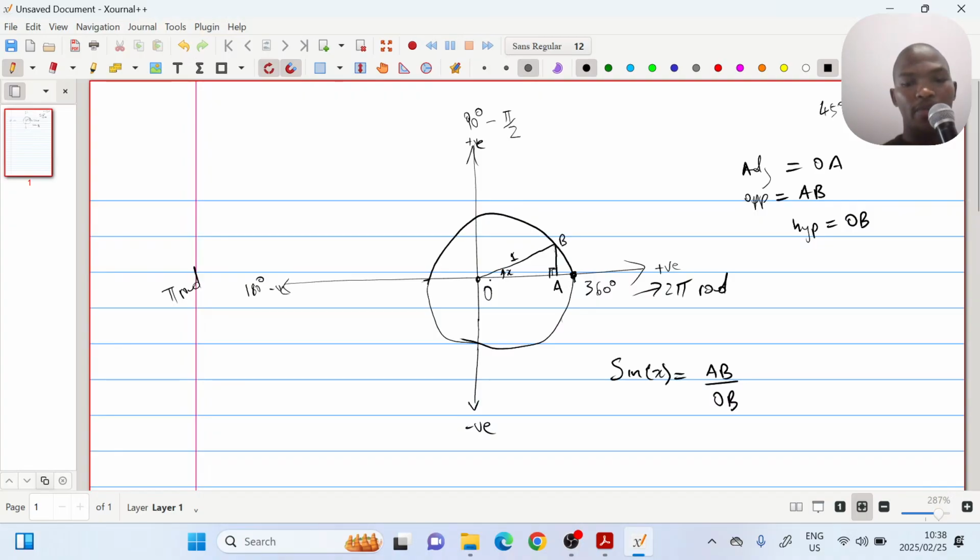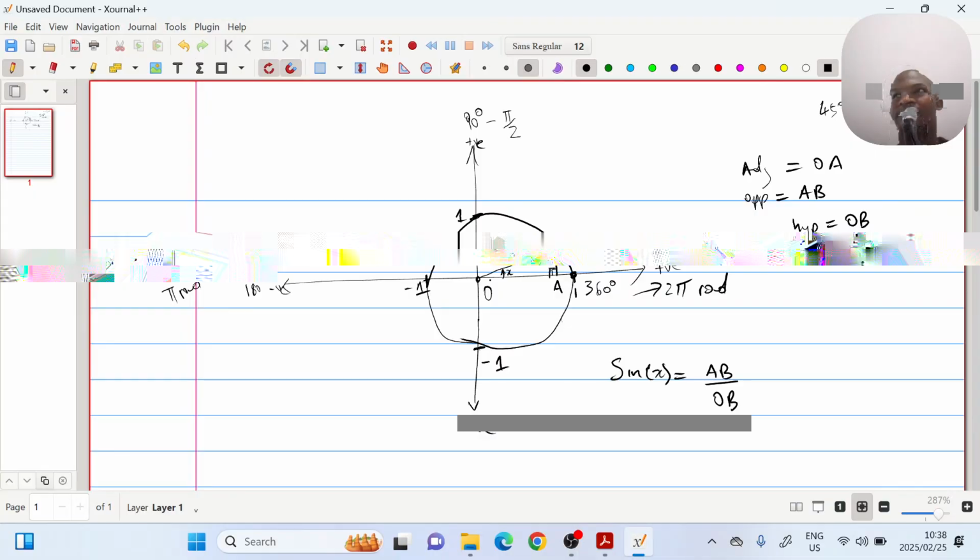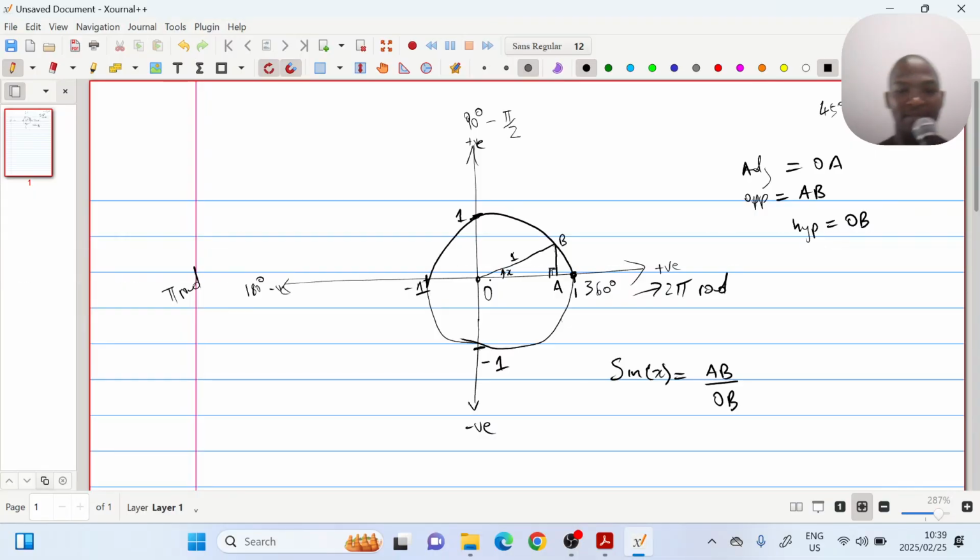This point here, what will be the value there? It's going to be 1. What will be the value there? 1. What will be the value there? Remember that this side is negative, so this is going to be minus 1. What will be the value there? Minus 1. So at least now we have something. My circle is not that great, guys, but I've tried.